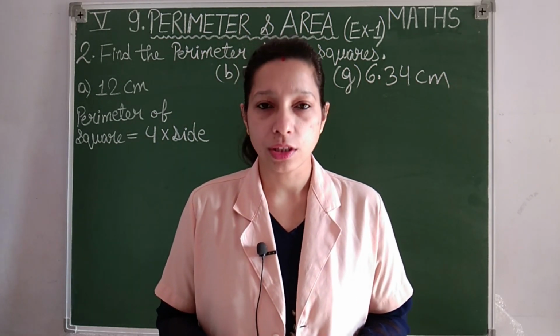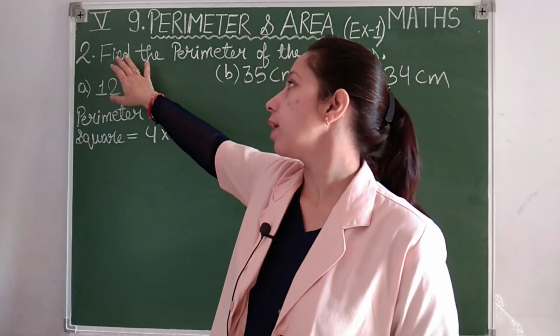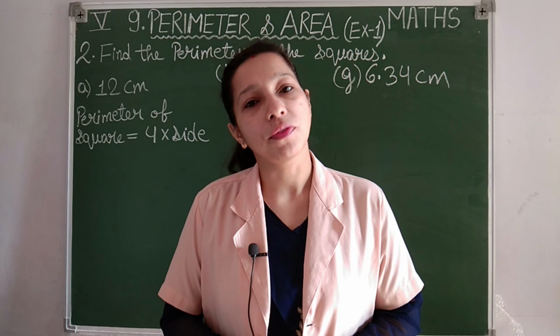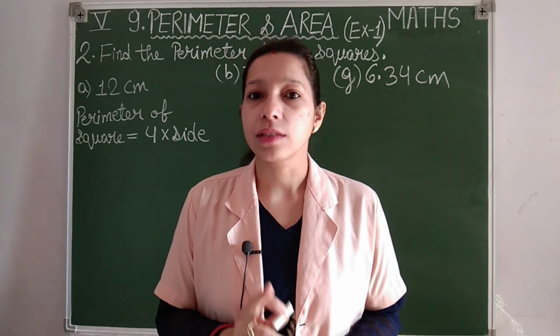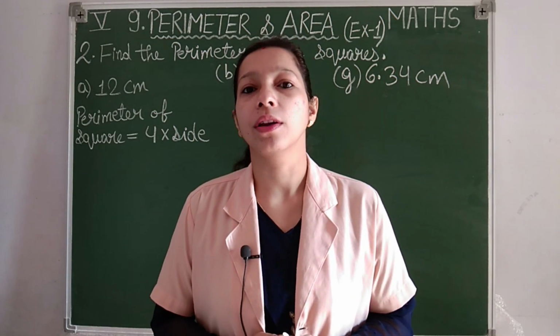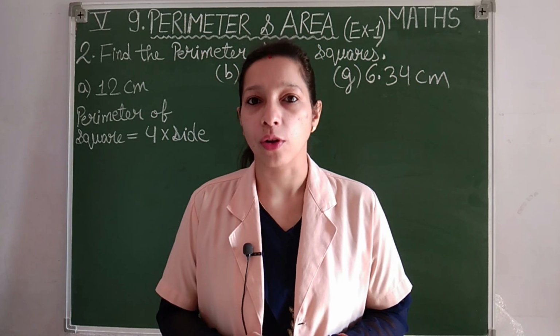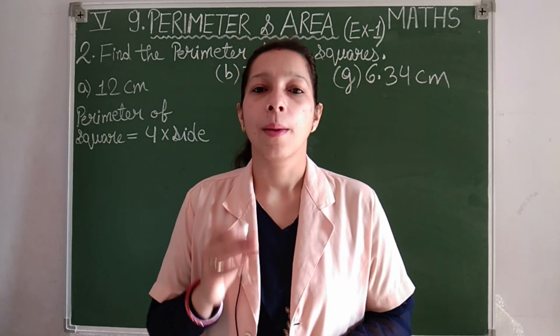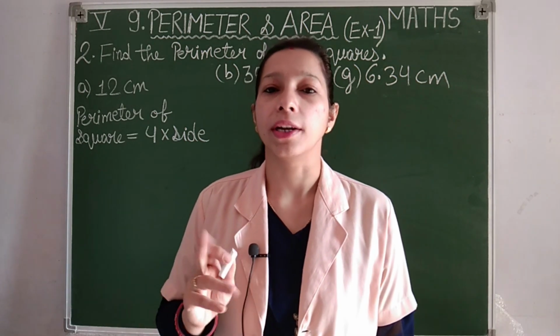Now students, in today's video we are going to begin with question number 2, that is find the perimeter of the squares with following sides. And in the last video we have discussed the formula for perimeter of square also, isn't it? So how to calculate perimeter of square? Perimeter of square equals to 4 into side.